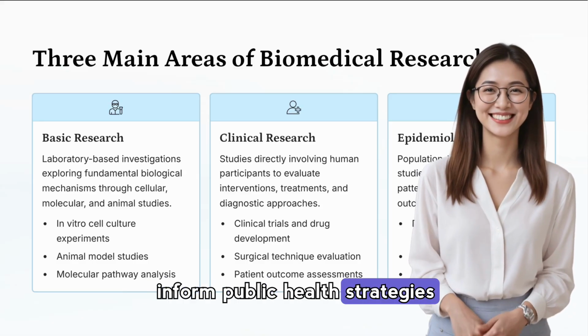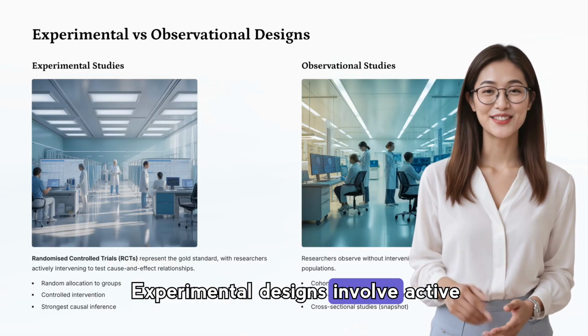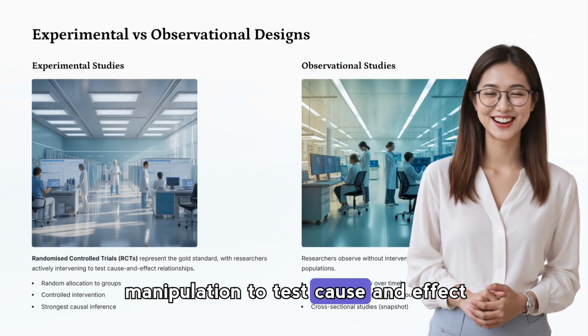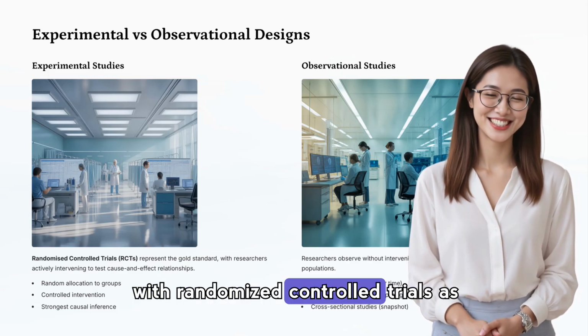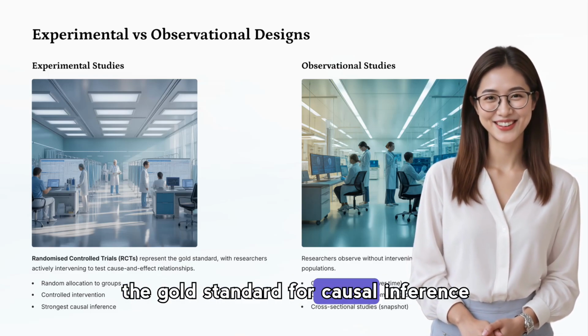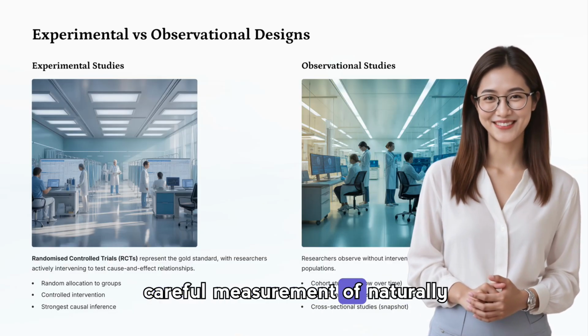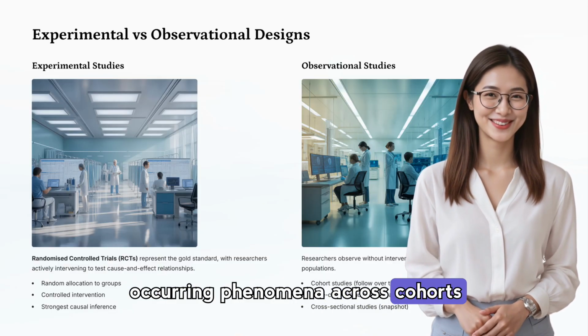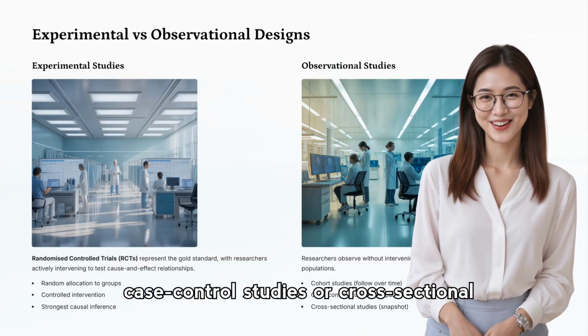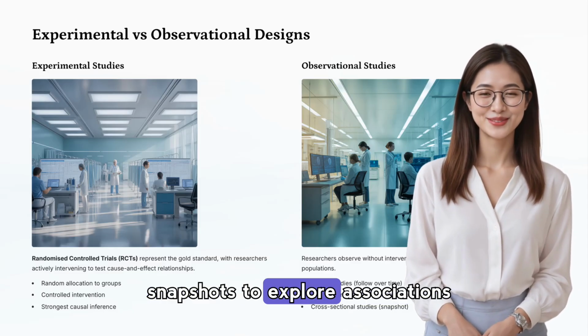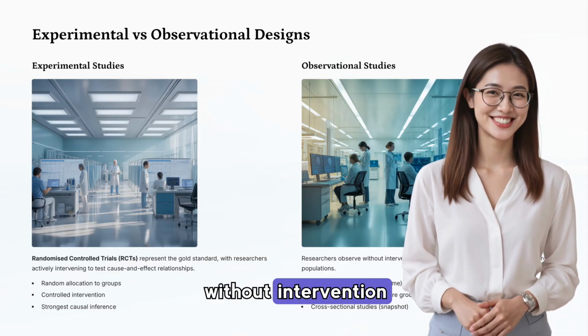public health strategies. Experimental designs involve active manipulation to test cause and effect, with randomized controlled trials as the gold standard for causal inference, while observational designs involve careful measurement of naturally occurring phenomena across cohorts, case control studies, or cross-sectional snapshots to explore associations without intervention.